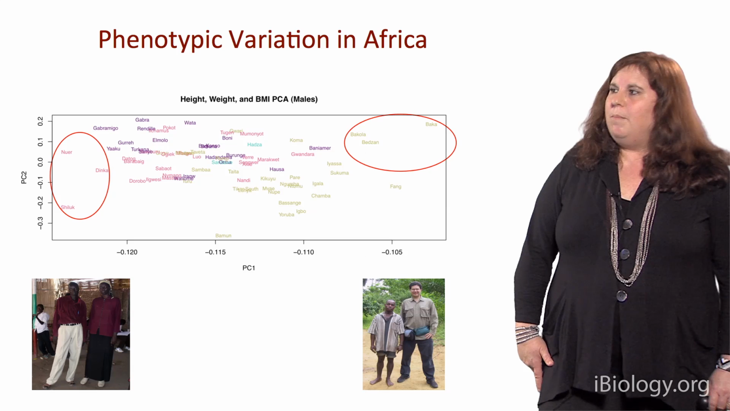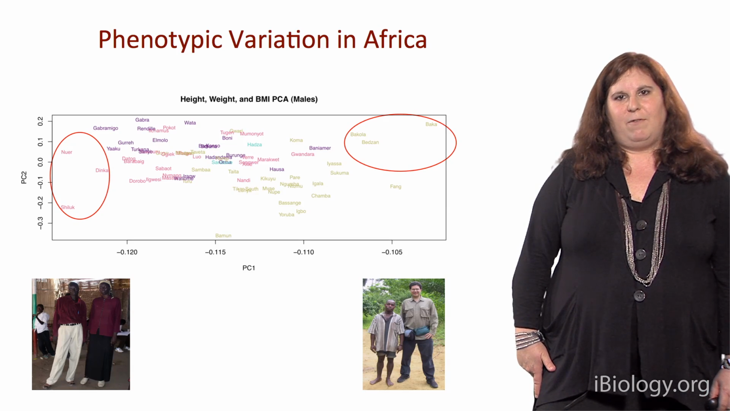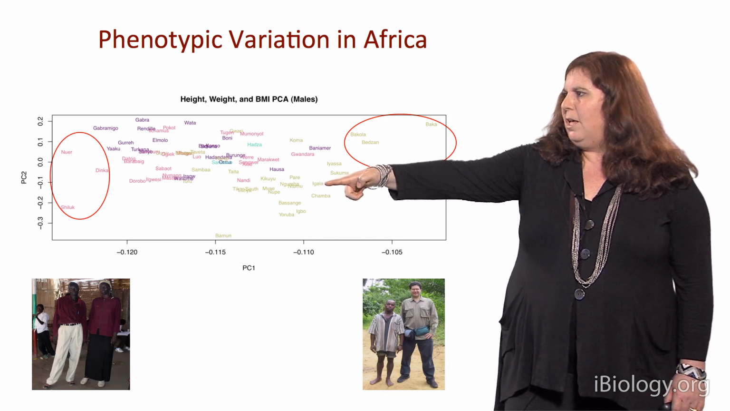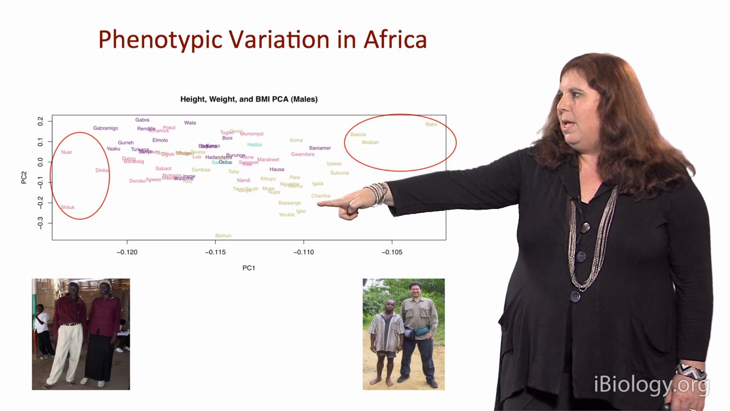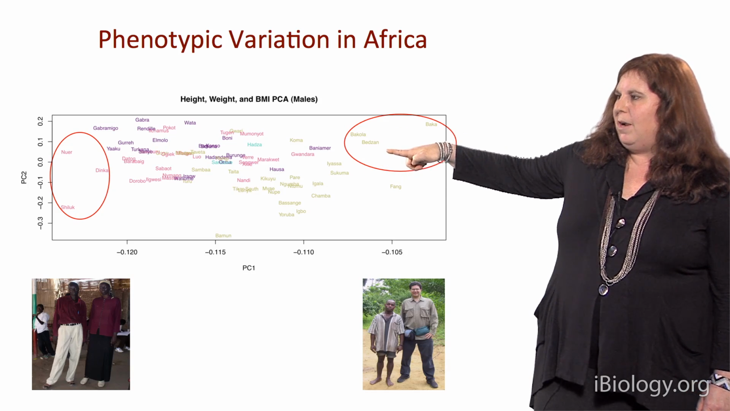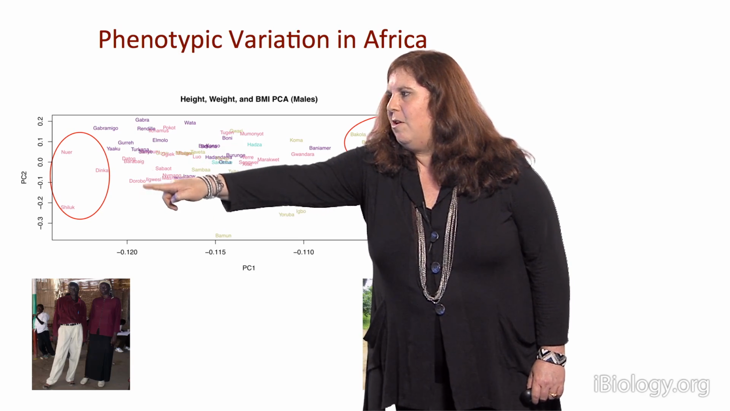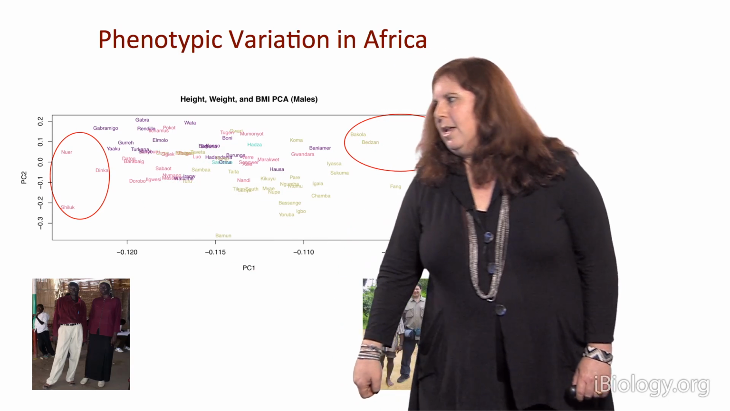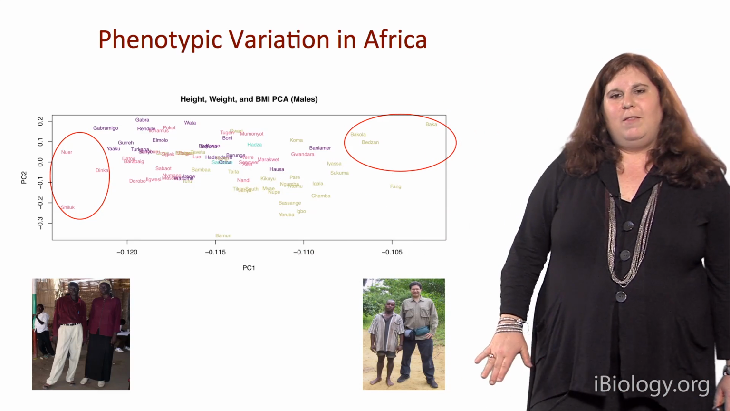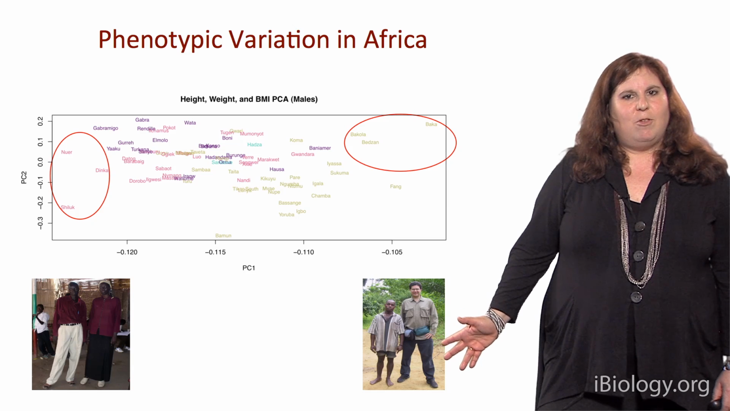And here we can see tremendous variation for height, weight, and BMI in Africa. And again, we're seeing that populations tend to cluster based on shared ethnicity. And at the extremes, we have the very short-statured Pygmies from Central Africa. And then we have the very tall and thin individuals from Kenya and the Sudan. And so as we'll talk about in the last section of my lecture series, this may be due to adaptation to different environments.